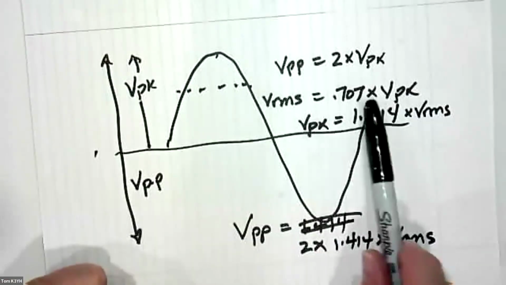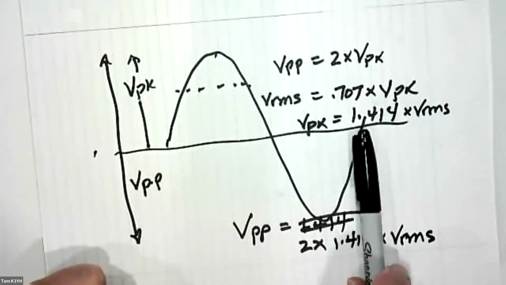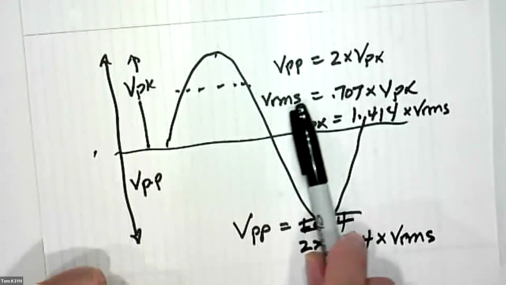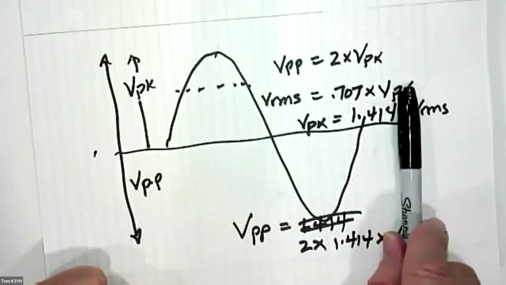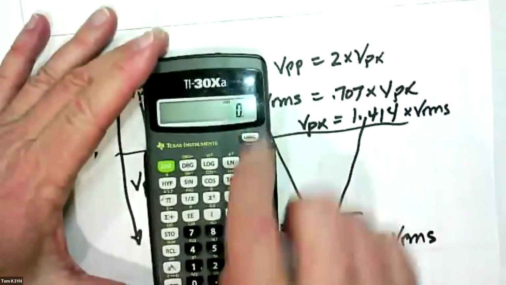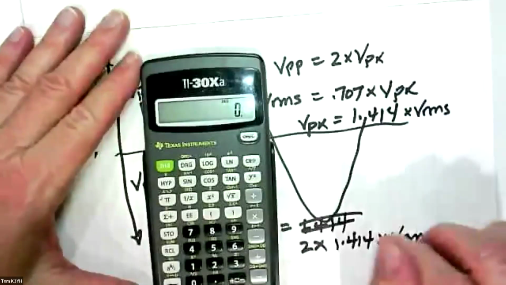Okay. The 0.707 and the 1.4 are the two things that you need to be able to do. The peak is 1.4 times the RMS. And the RMS is 0.7 times the peak. That's because 1 over 0.707 is 1.4. Yeah, you can flip it, do the 1 over, and you get the math.